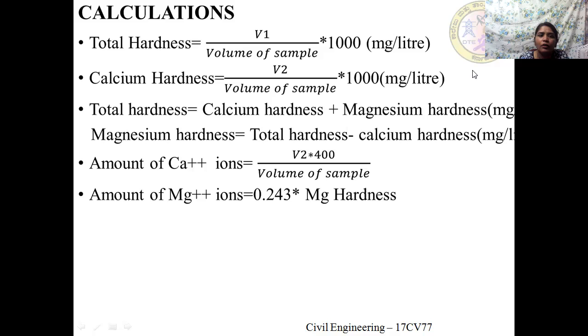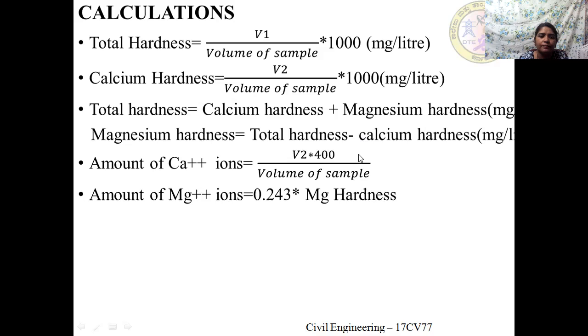Next, what are the calculations? We will have noted down V1 and V2. To determine the total hardness, we have the formula V1 divided by volume of sample into 1000, which will give us the total hardness in mg per liter. In case we have taken the volume of sample as 50 ml, we need to write 50 ml. In case it is 100 ml, we need to write 100 ml. Then coming to calcium hardness, it is V2, volume of titrant added, divided by volume of sample into 1000, which will give us calcium hardness in mg per liter.